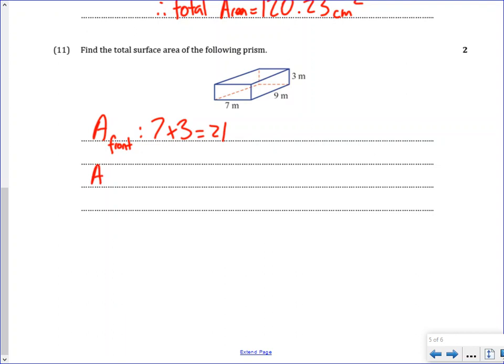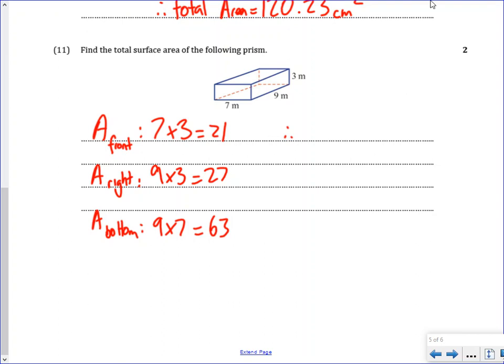We have the area of the right. So that's going to be that 9 and the 3, so 9 times 3, which equals 27. And lastly, we're also going to find the area of the bottom, which is going to be 9 times 7, which equals 63. Now what we're not going to do is just add those together, because we need to realize that there's a front and back, and they're the same. The right and left are the same, the bottom and top are the same. So we're going to need to multiply them all by 2.